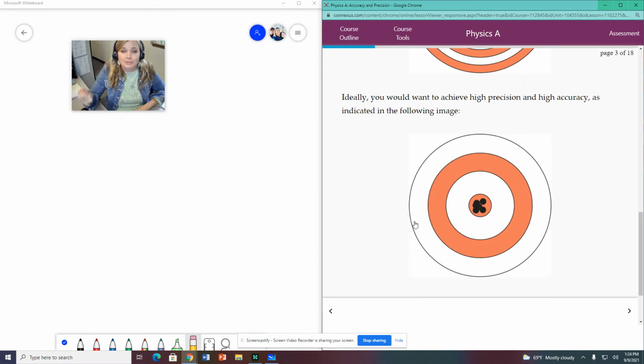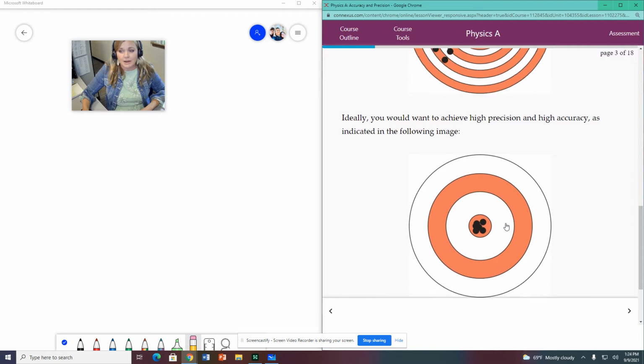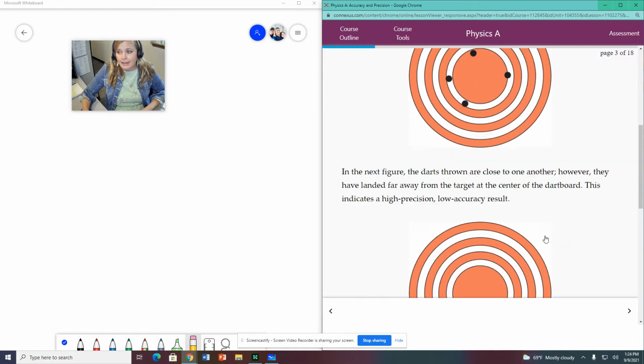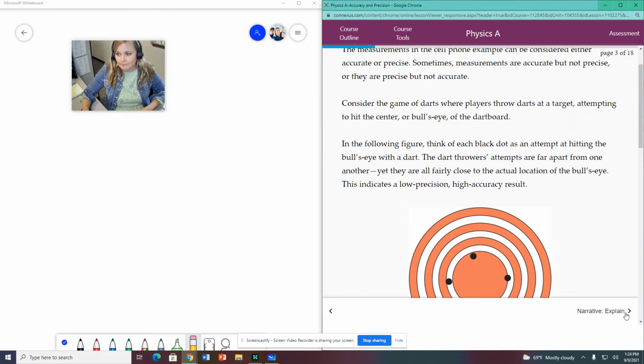If I could, in my dreams, shoot like this, it would be both accurate and precise. I would actually be able to hit the bullseye all the time because I'm hitting my target. That's the accuracy part of it. And I'm consistently hitting the same spot each time, which is the precision part of it, right? So that might be review for you because we talk about that in physical science. And so that's something you may have seen before.